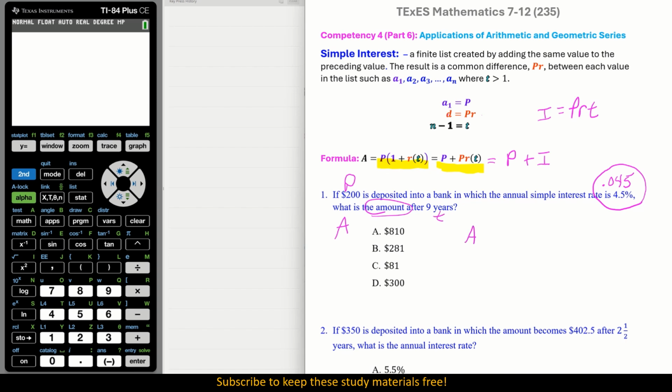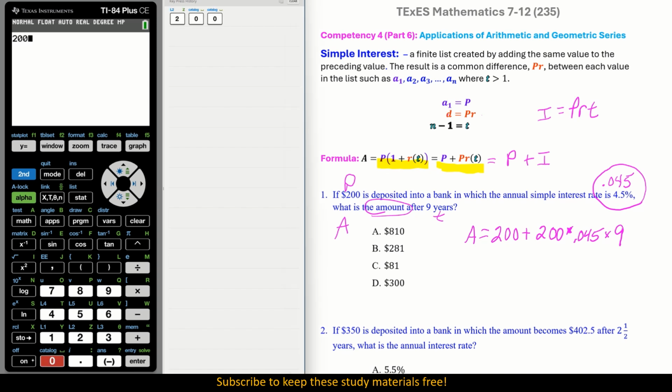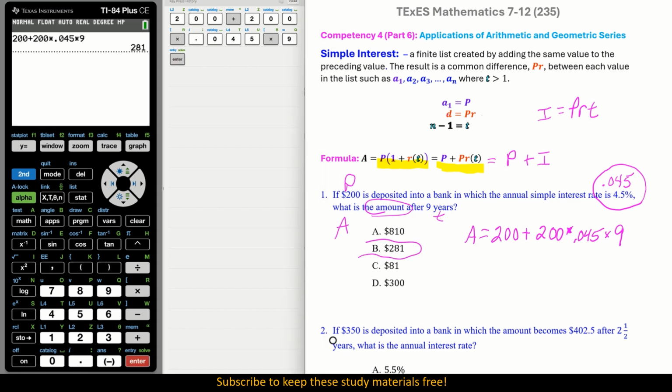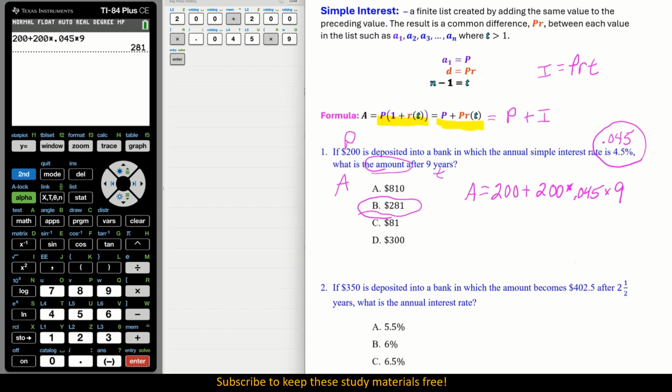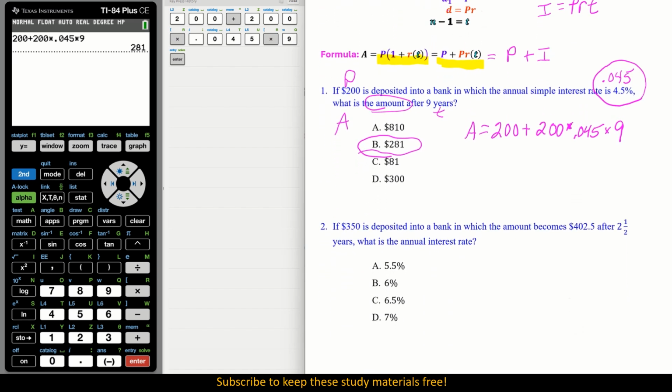So what do we have? We have A equals 200 plus 200 times 0.045 times the 9 years. So that's just putting it in the calculator: 200 plus 200 times 0.045 times 9. Double check our entry and push enter. $281. Okay, let's keep going to number 2, which will be slightly different.